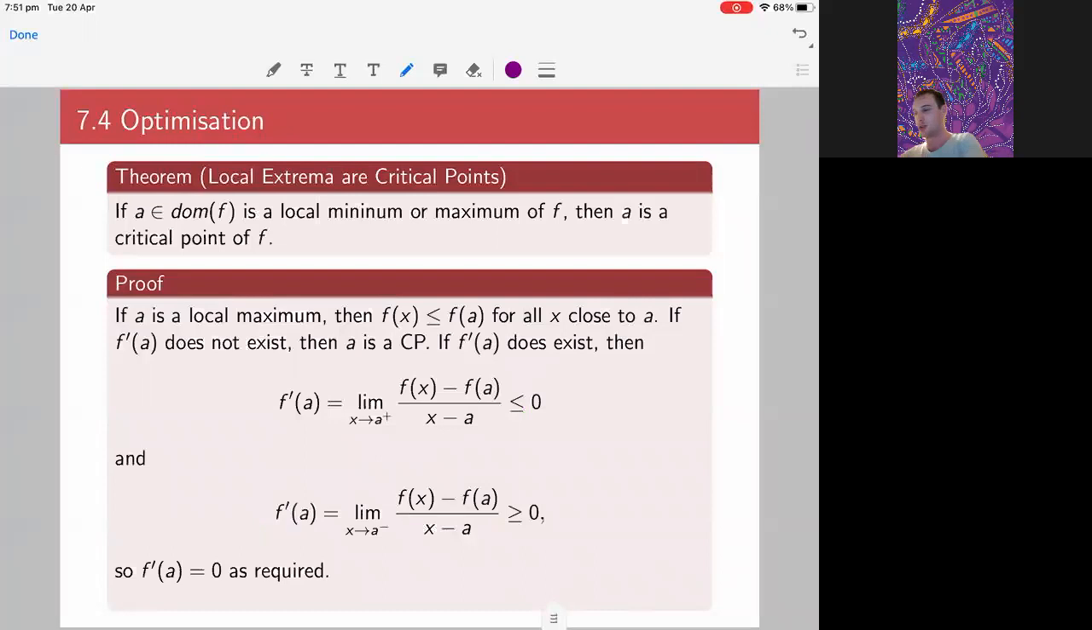On the other hand, if you travel to it from the other way around, you'll get this less than or equal to 0. You've got the left-hand limit, which has one sign, and the other limit, which has the other sign. And for the overall limit to exist, those two limits both have to coincide. But the only non-negative number that's also non-positive is 0. So that means the derivative is 0, and we have a critical point as required.